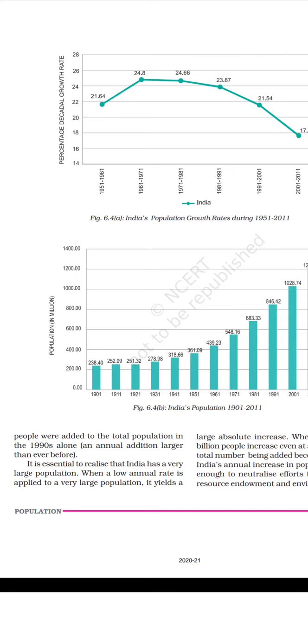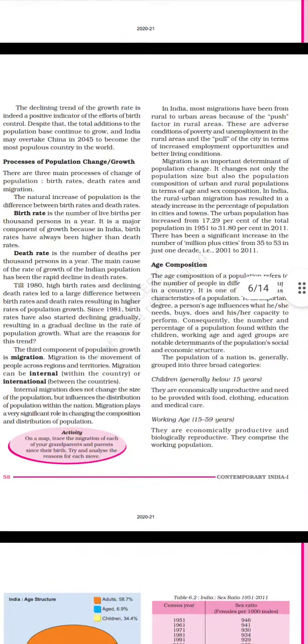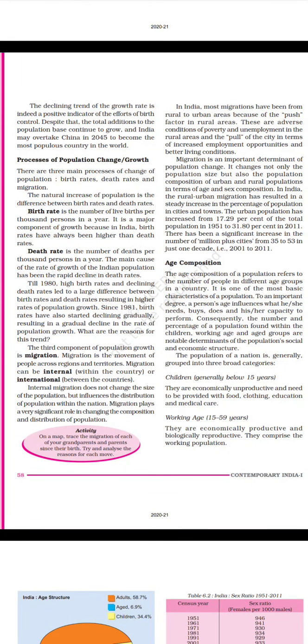Take a look at figure 6.4a, India's population growth rates during 1951 to 2011. Take a look at figure 6.4b, India's population 1901 to 2011. The declining trend of the growth rate is indeed a positive indicator of the efforts of birth control. Despite that, the total additions to the population base continue to grow, and India may overtake China in 2045 to become the most populous country in the world.